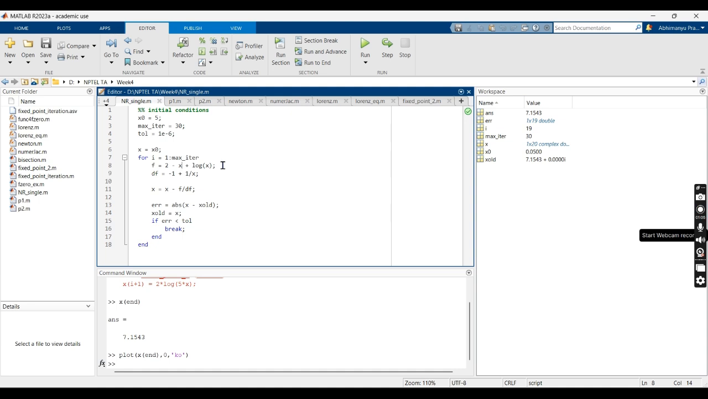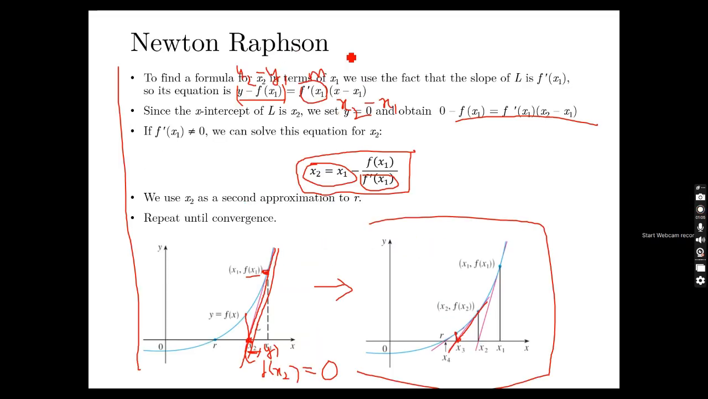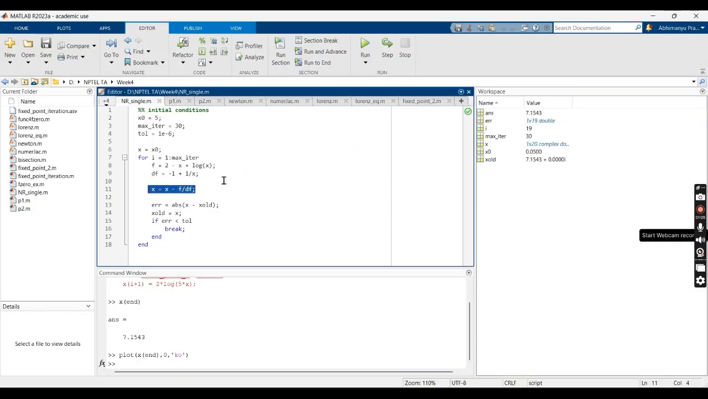So this is my f of x, 2 minus x plus log x. This is my f prime x, -1 plus 1 upon x. And this is the update rule that we saw here, right? x2 is equal to x1 minus f(x1) divided by f prime of x1. So this is the update rule.